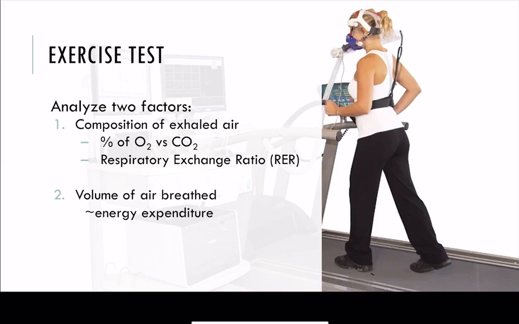So we historically now do a graded exercise test. We gradually increase exercise intensity and monitor the physiological response. A graded exercise test is often done with a 12-lead EKG to get a lot of information about the heart. You measure heart rate, you measure respiratory rate, and you analyze the composition of exhaled air. What percentage of that air is oxygen and what percentage of that air is carbon dioxide?